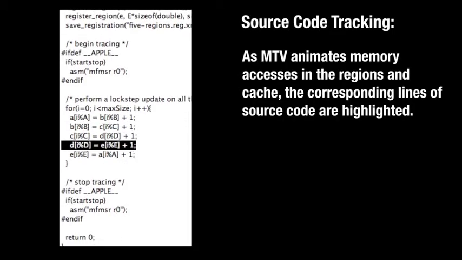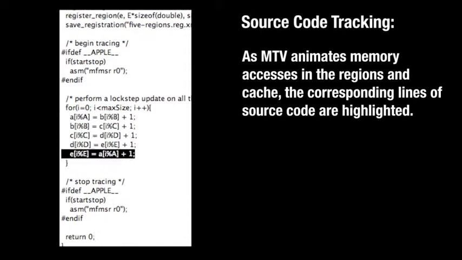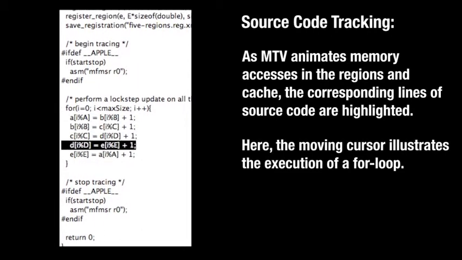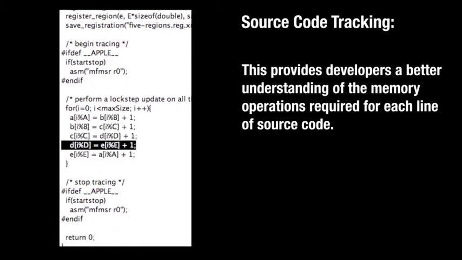Source code tracking. As MTV animates memory accesses in the regions and the cache, the corresponding lines of source code are highlighted. Here, the moving cursor illustrates the execution of a for loop. This provides developers a better understanding of the memory operations required for each line of source code.